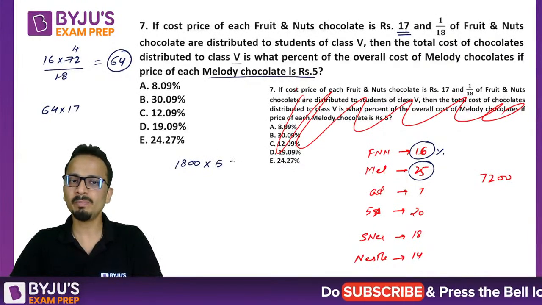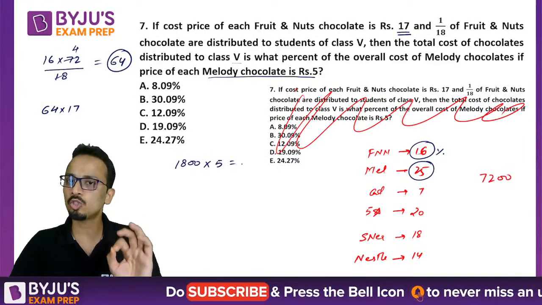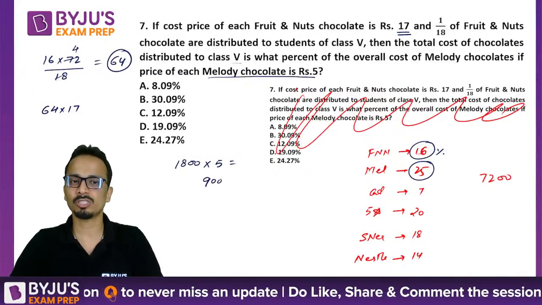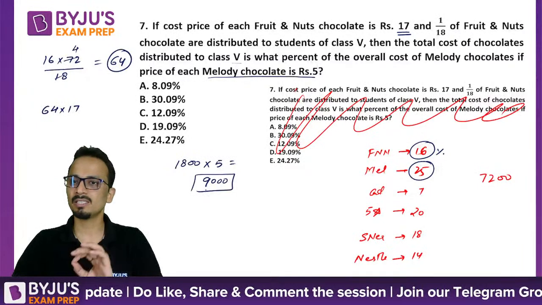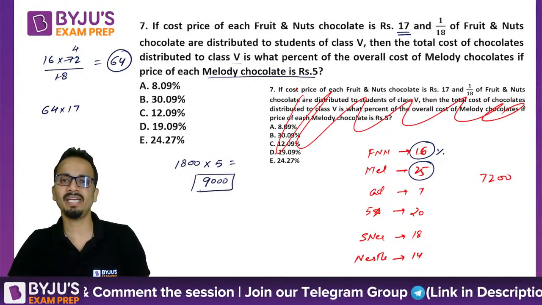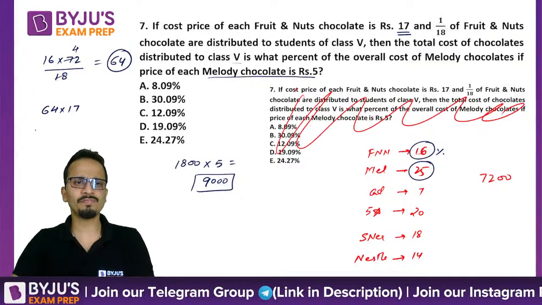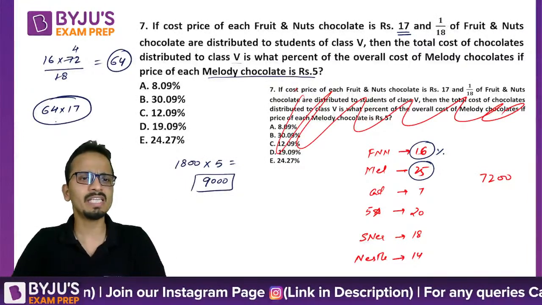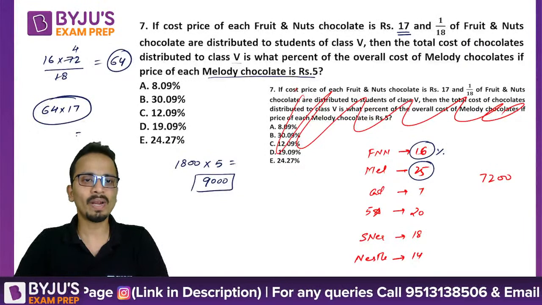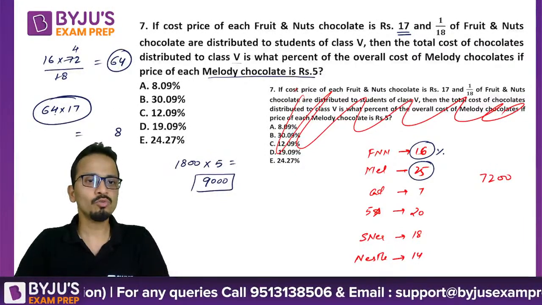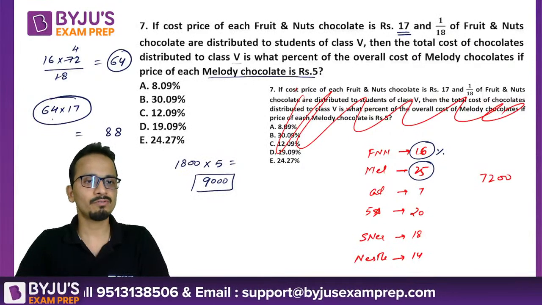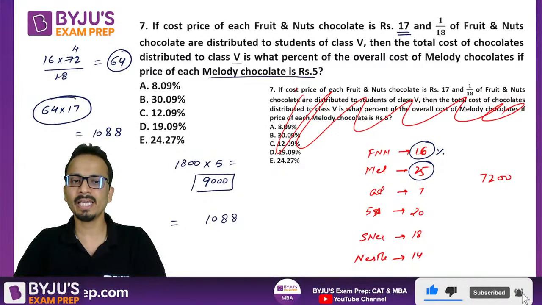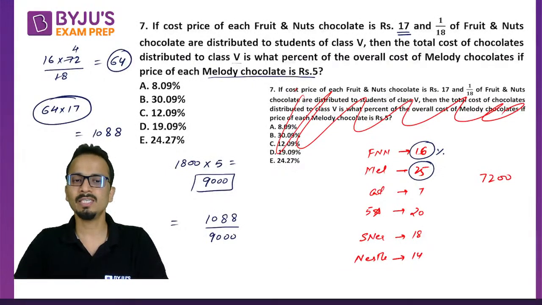Multiply by 5 to get the total cost of Melody chocolates. So 1800 into 5 will be 9000. So 9000 is the total money spent, or the overall cost of Melody chocolates. Now what do we have to find out? We have to find the value of 64 into 17. 7 into 4 is 28, and so on, giving 1088. So we have to find out 1088 is what percentage of 9000.